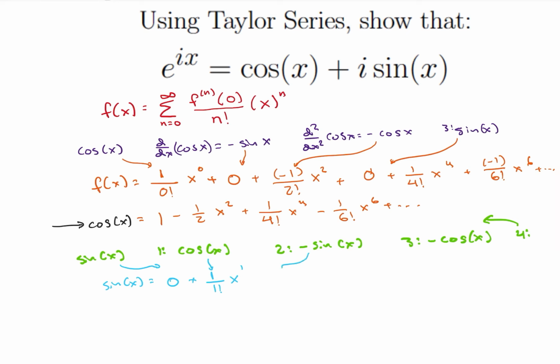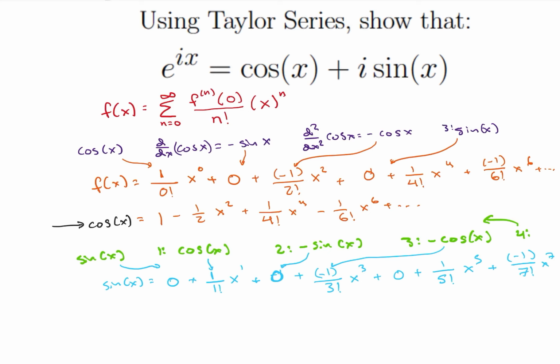Then I'm going to get my next term, so I get plus 0 again, sorry. Sine of x at 0 is 0. And you get plus negative cosine of x evaluated at 0, which is negative 1 divided by 3 factorial times x cubed. And if I keep doing this, I can see that I've started to develop a pattern. So I'm going to get plus 0 plus 1 over 5 factorial x to the 5th plus negative 1 over 7 factorial x to the 7th.